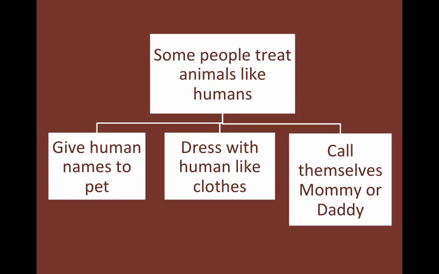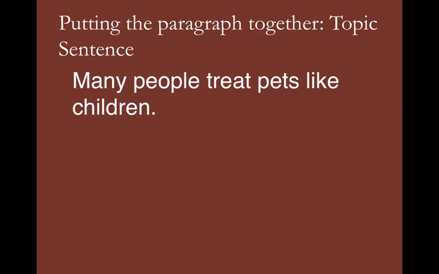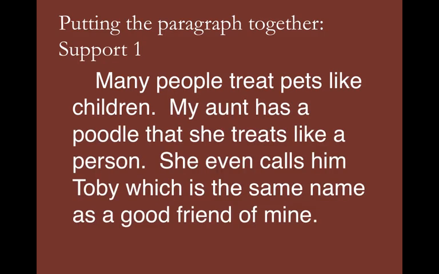Okay, so let's build our paragraph. Go back to our topic sentence. Many people treat pets like children. And let's look at our first support. My aunt has a poodle that she treats like a person. She even calls him Toby, which is the same name as a good friend of mine. And thus we're making it very much like a person here.